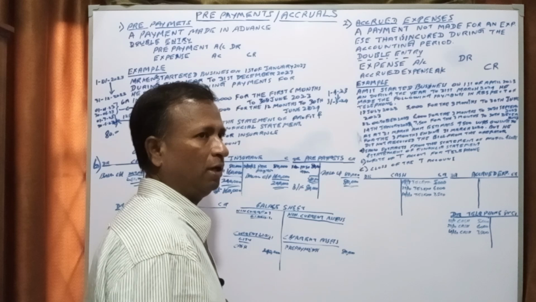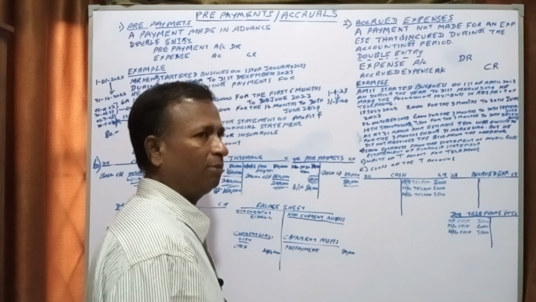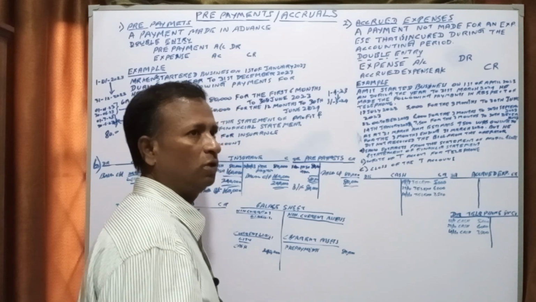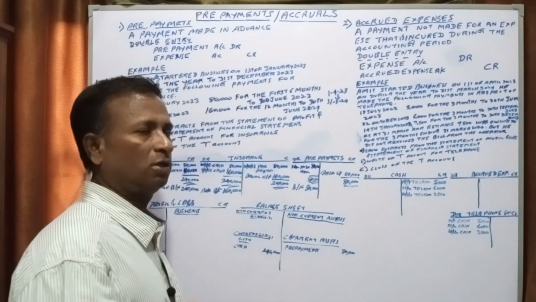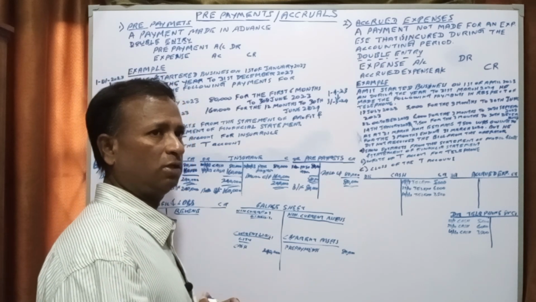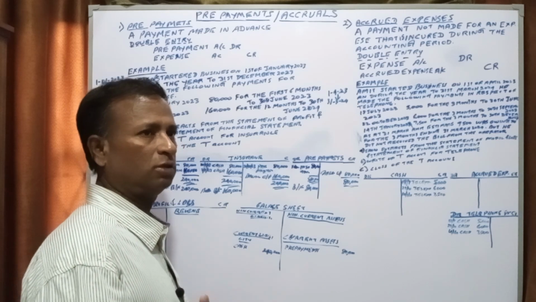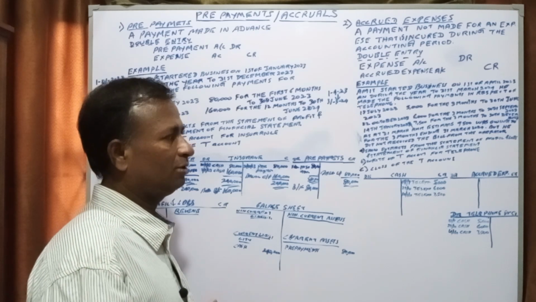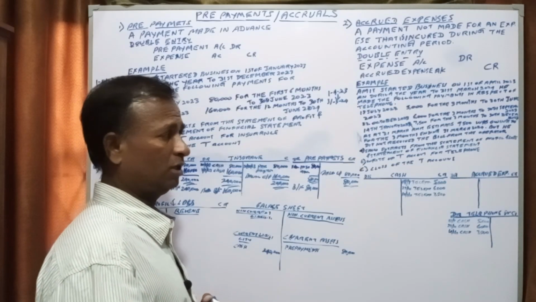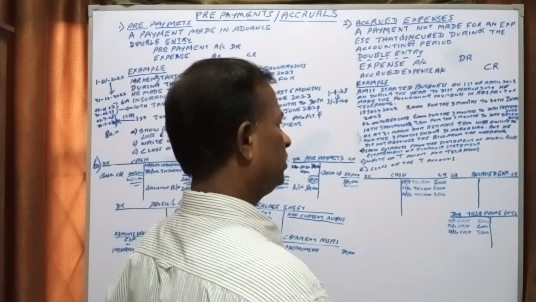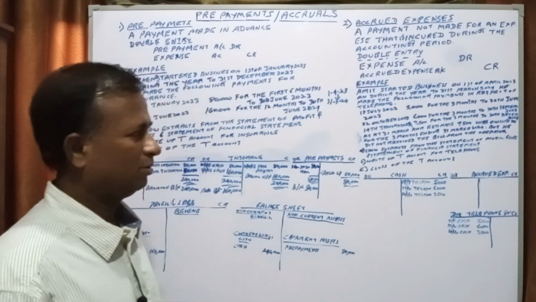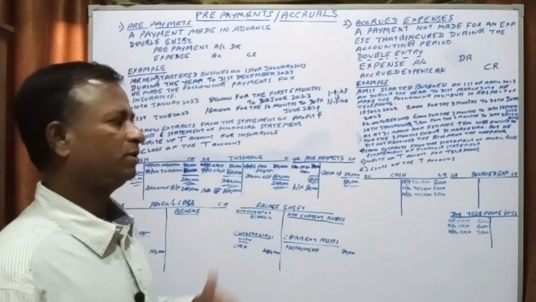In the absence of the bill, you have to make a provision. Provision means you estimate the expenses. You may have the average expenses for that particular period, so you estimate it. He estimates 9,500 for the last 3 months. So based on his estimates, we have to pass the entry.